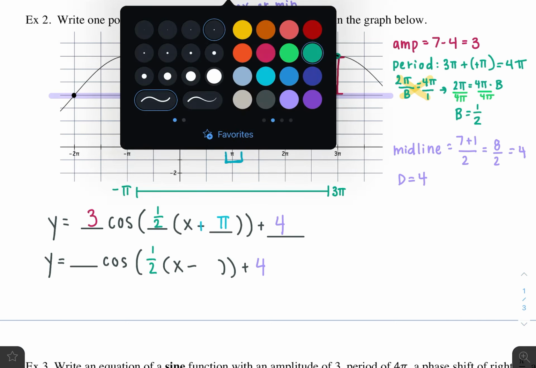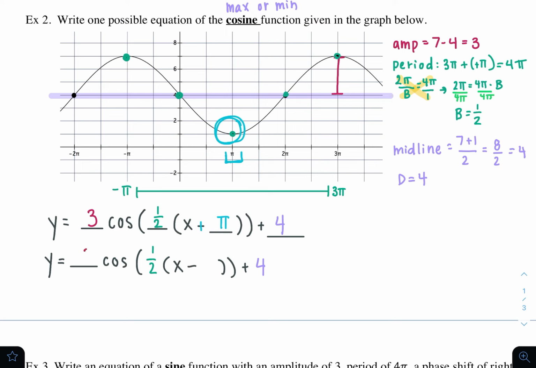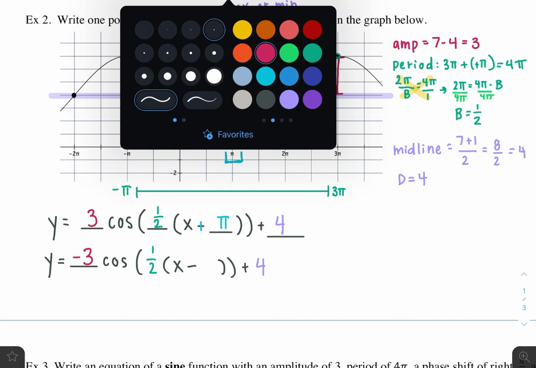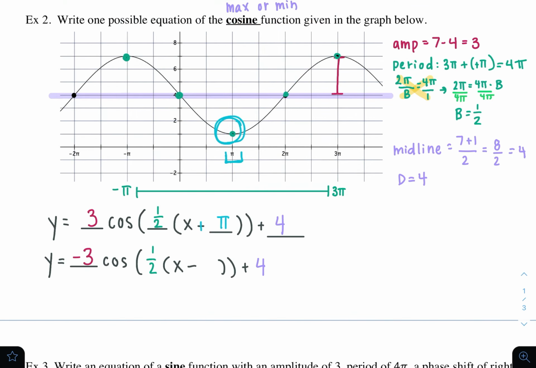Our b value, the period in which our graph travels, will stay the same. Now, at pi, it's at a minimum, so that means our amplitude needs to be negative. Since the minimum was located at pi, when we put it in here, it'll go ahead and stay negative.